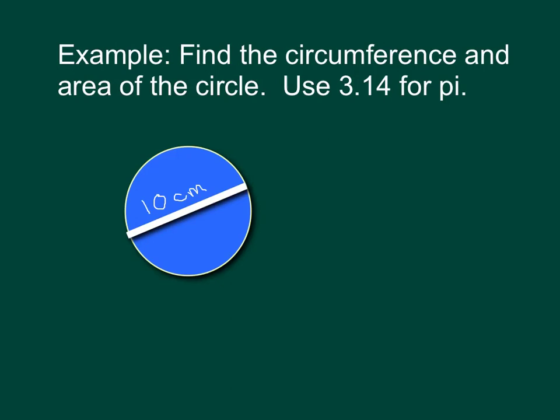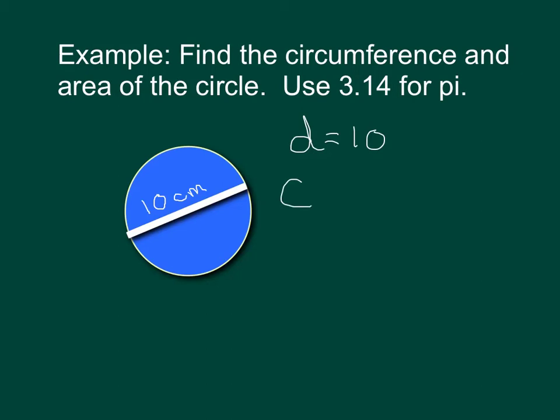Example: find the circumference and area of the circle. Use 3.14 for pi. Please pause the video and try this example on your own, and then press play when you are ready to go over your answer. In this example, they give us the diameter. The diameter is 10 centimeters.